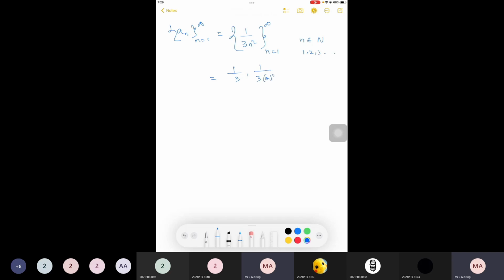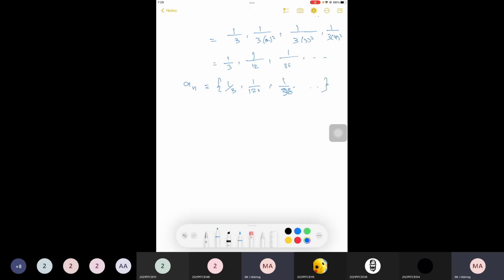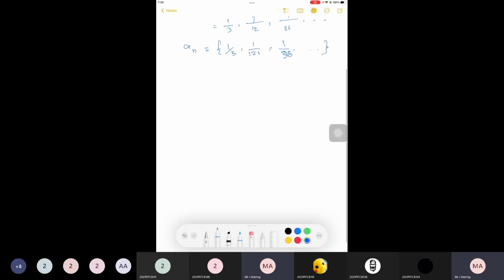That means you will get the answer here. Then 1 by 3 times 3 square, then 1 by 3 times 4 square, and it will go on. Therefore 1 by 3 into 4, you will get 12. Then 9 into 3, I will get the answer 36. It will go on. That is a sequence here. Usually a sequence is denoted by an. Here 1 by 3, 1 by 12, 1 by 36, and it will go on. That is a sequence.